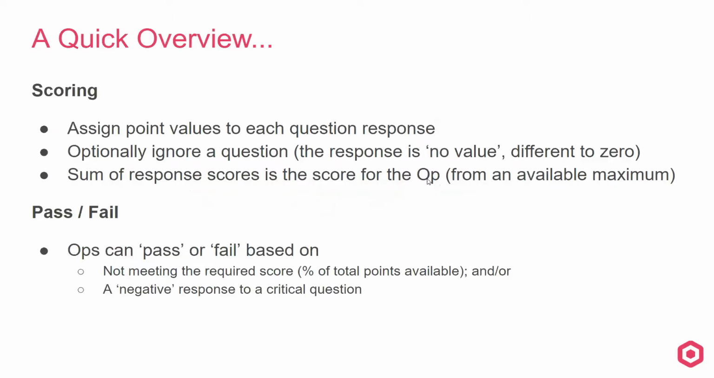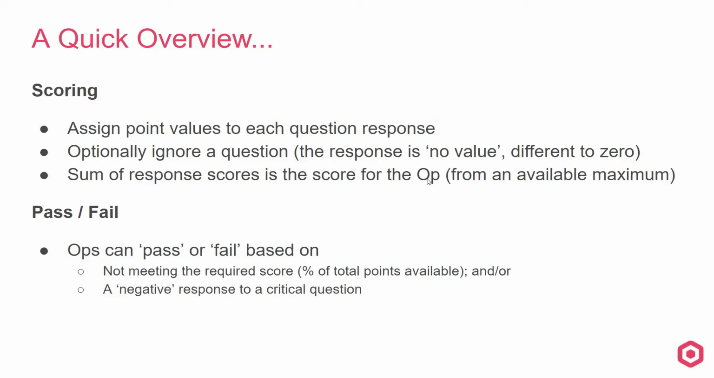Before we dive into it, let's just talk a little bit about both of these options. Firstly, scoring. Scoring allows you to assign point values to every question response. You can optionally ignore a question, meaning that the response would have no value, and having no value is different to giving it 0 points. And then finally, the sum of the response scores is the score for the op, which is a number of points out of an available maximum number of points for the whole op.